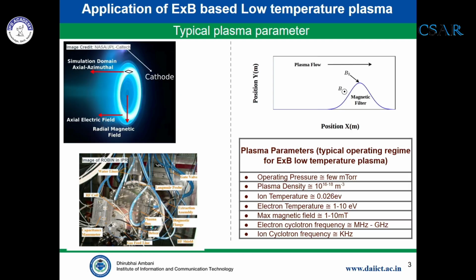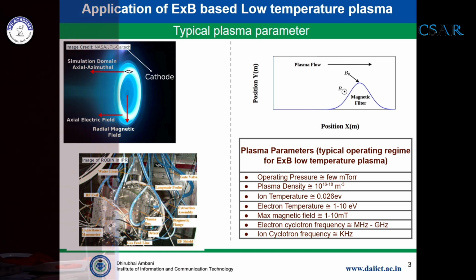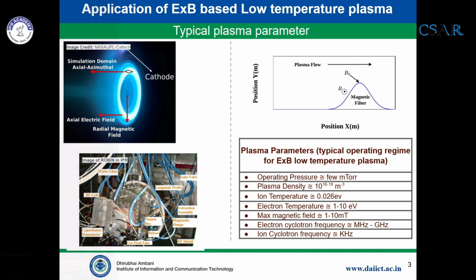The applications for E cross B based low temperature plasma: here I have put two pictures. One is of a Hall thruster and the other is the ROBIN setup, which is a negative ion source at IPR. In the diagram on the right-hand side, you have a plasma flow and a magnetic field applied perpendicular to the plasma flow. This in effect creates an E cross B effect and creates some instabilities, which is our motivation, and we look at the effects of these instabilities.